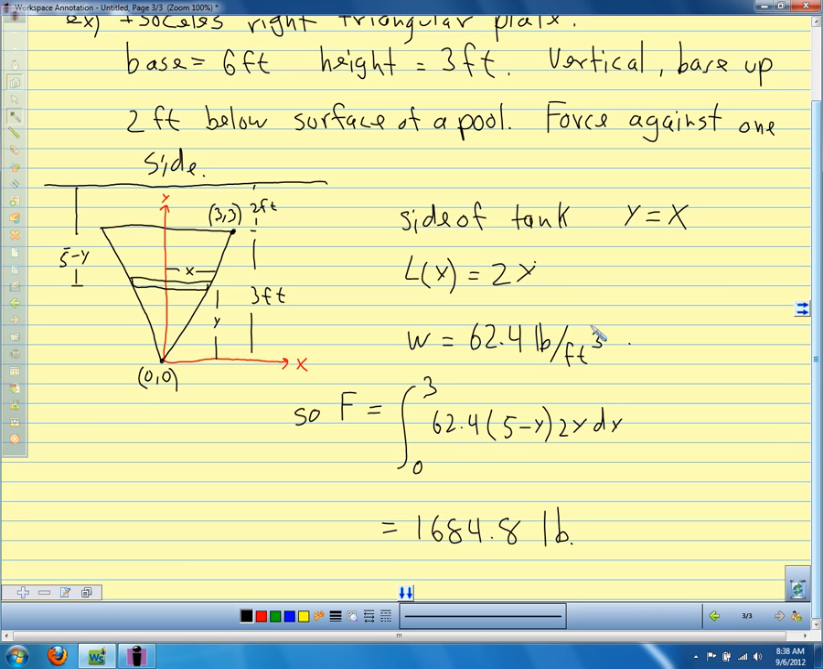So if that were like a triangular window in a submarine that was 2 feet below the surface of the water, that would be the force that the water is exerting inward on that window. Yeah, it's a lot of force. Liquid exerts a lot of force.